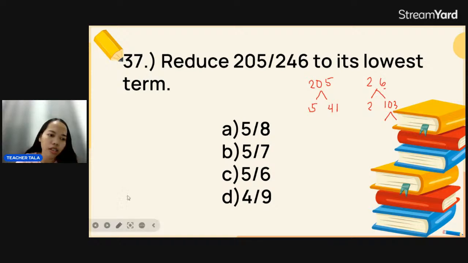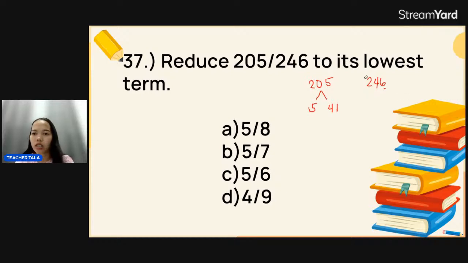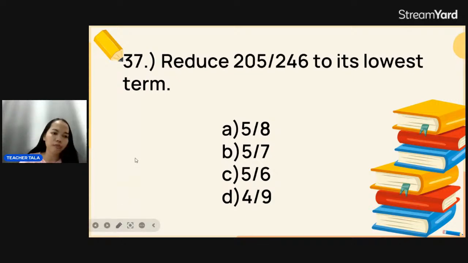Ay, nako. Look. It takes time for me kasi nagkamali. Okay. So, dapat talaga you have to check. So I'm just going to again. Right? So reduce 205 over 246 to its lowest term.